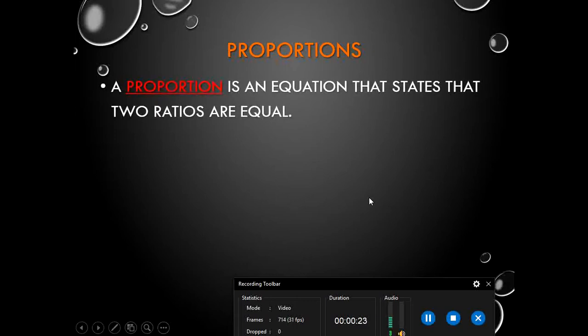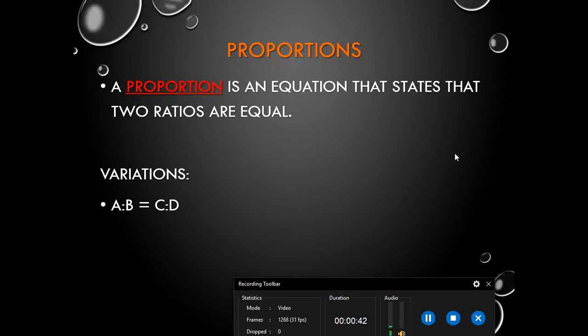So our last lesson was on ratios. When you write a proportion, what you're doing is setting two ratios equal to each other. We have different variations of what a proportion might look like. The first is a horizontal version where we're comparing A and B, and that's equal to C and D.